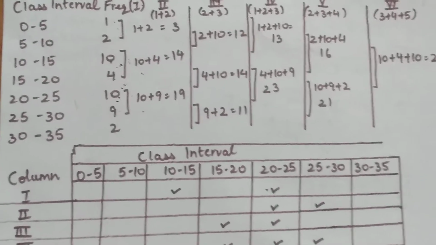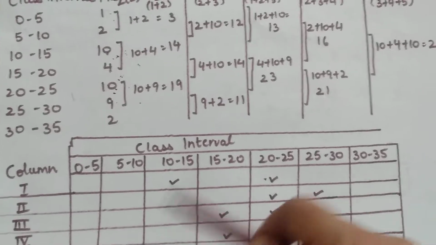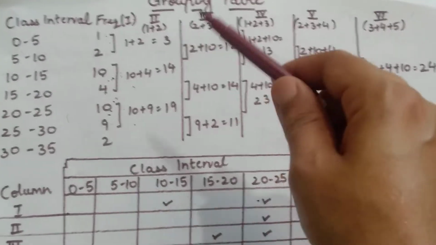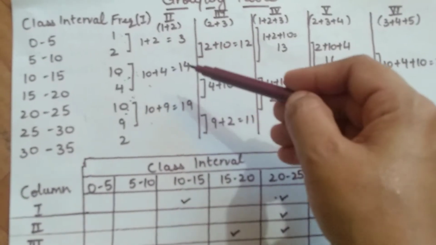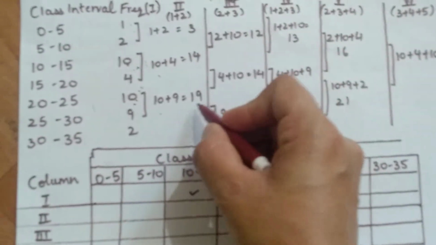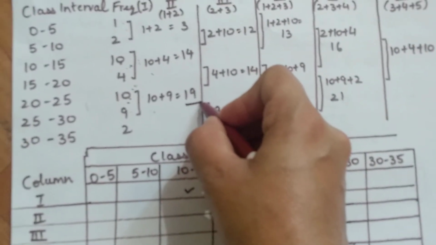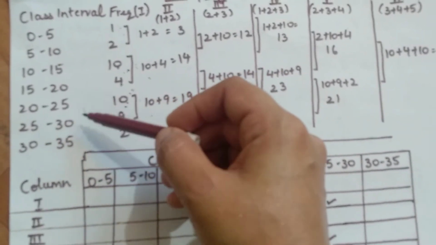I am just putting a tick in the interval in this chart. Then in the second column, again we will move back. Second column, we have the frequency of 3, 14 and 19. So what is the maximum number over here? It's 19. So how do we get the 19? After the combination of these two, right?